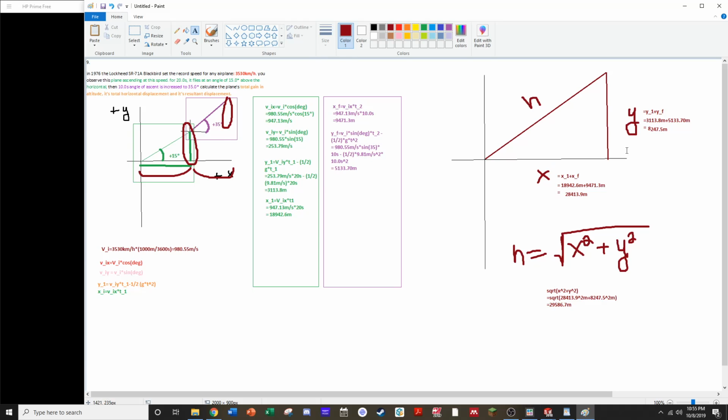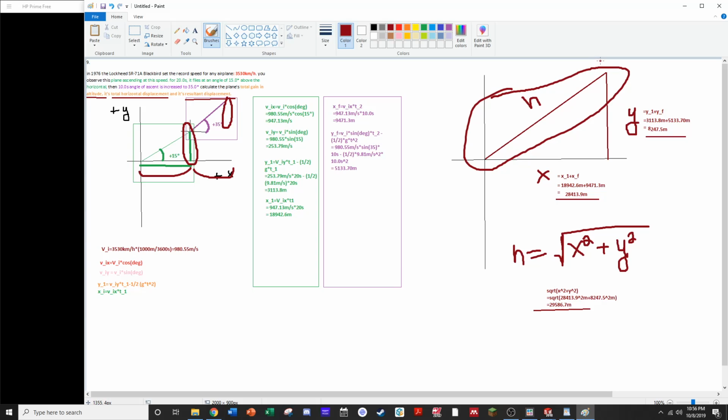So our total gain in altitude is our Y value, our altitude right there. Our total horizontal displacement is our X value, and then our resultant displacement is our H value, because this right here is total displacement, this is displacement in the Y, and this is displacement in the X.